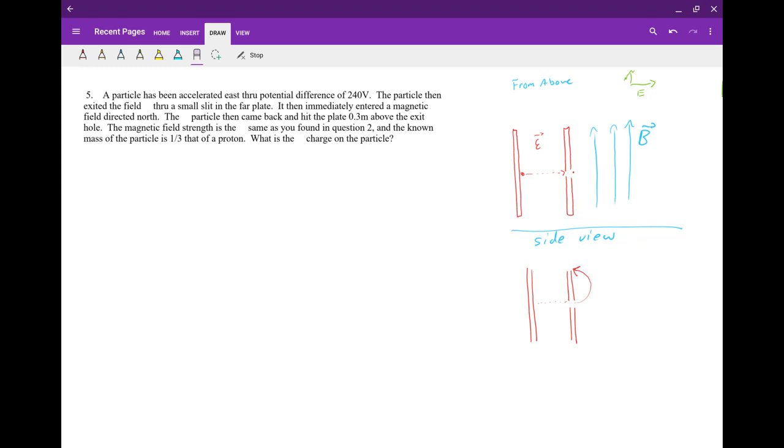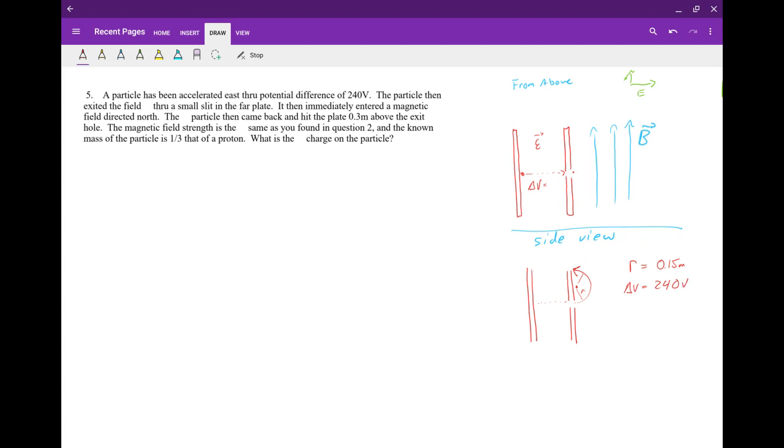Now, this 0.3 is a key number because it gives us the radius of curvature in the magnetic field. So my radius of curvature is 0.3 divided by 2, or 0.15 meters. Now let's write down some other stuff. The potential difference that it goes through is 240. That's going to be helpful.